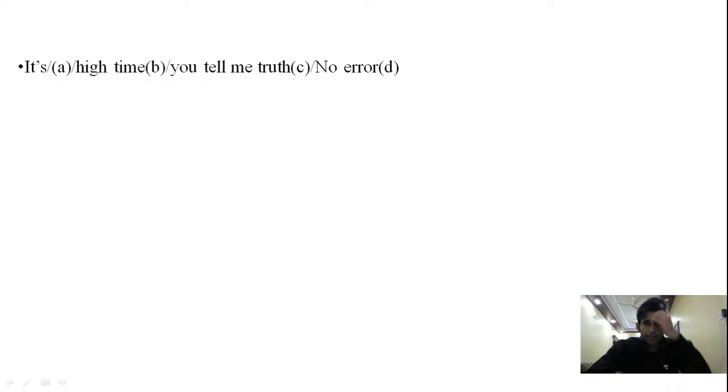So guys, this is the next question. It's high time you tell me the truth. Okay, I am making a small change in this. This was like a misprint, this is "the truth". It's high time you tell me the truth. Now guys, tell me what is the answer. So C option, Sankalp C option, Lokendra C option, SS C option. Okay, so guys, I've changed this. It's high time you tell me the truth.